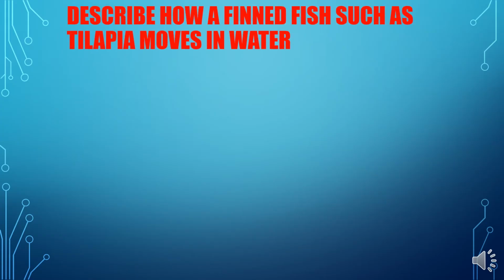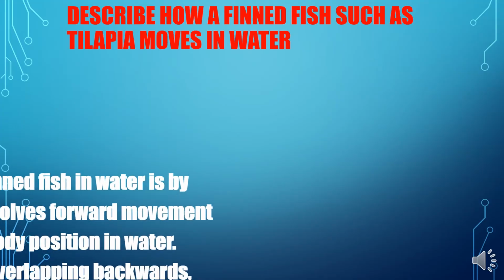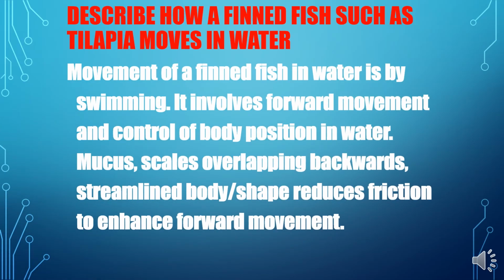Describe how a finned fish, such as a tilapia, moves in water. Here's the answer. Movement in a finned fish in water is by swimming. It involves forward movement and control of the body position in water. Mucus, scales overlapping backwards, and streamlined body shape reduce friction to enhance forward movement.